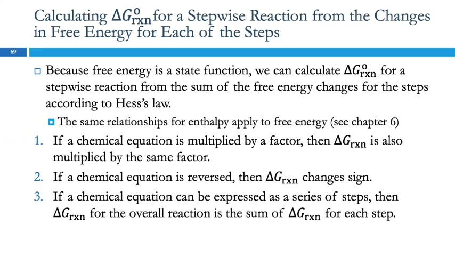Okay, so these are different than for equilibrium constants. If the chemical equation is multiplied by a factor, then you multiply delta G by the same factor. If you reverse the equation, you change the sign on delta G. And if you can express the equation as a series of steps, then delta G for the overall reaction is the sum of delta G for each step.